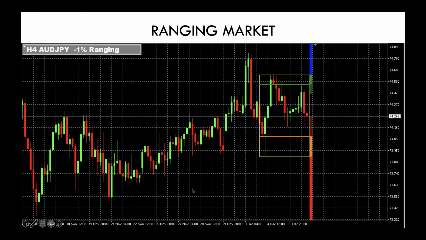Of course, there was the third scenario, which is a ranging market. Now if there's a ranging market, then of course it is best to just stay out and look for the next trending market, whether it's up or down.